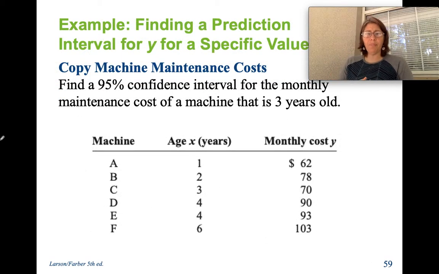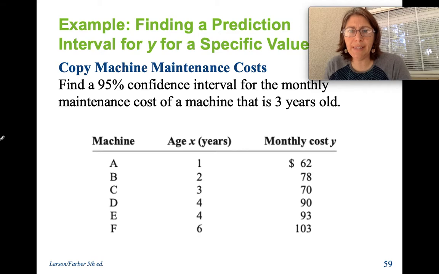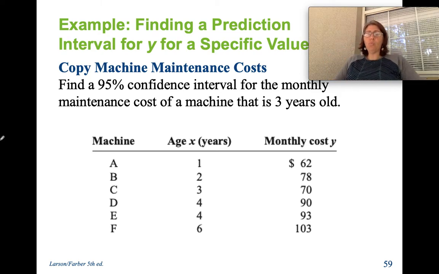So we have the same set of data, so we're not going to replace any of the data that we just did. Now the instructions are to find a 95% confidence interval for the monthly maintenance cost of a machine that is 3 years old. So what range would the cost be for this copy machine? If it's 3 years old, how much is it going to cost us? What is a prediction interval? Okay, so we can find a predicted value on the regression line, but we want an interval. We want to say that because there's always some sort of error that can happen, it's plus or minus whatever.